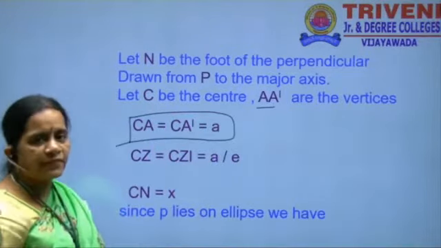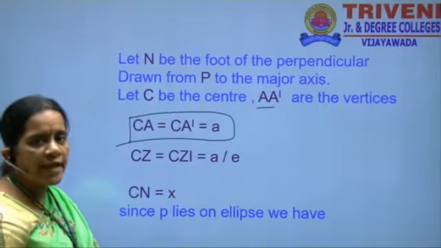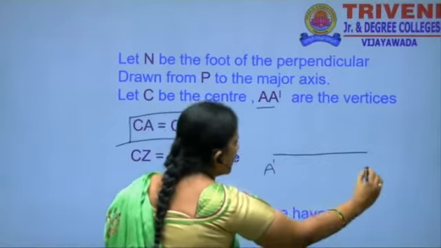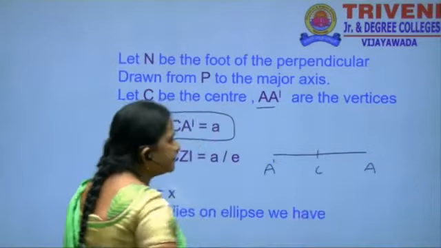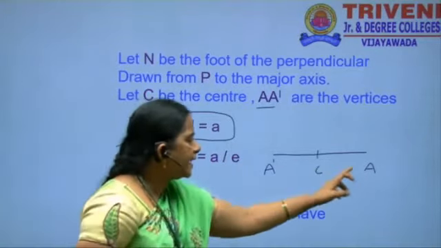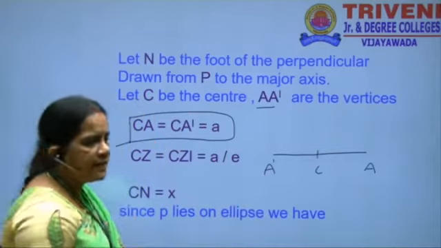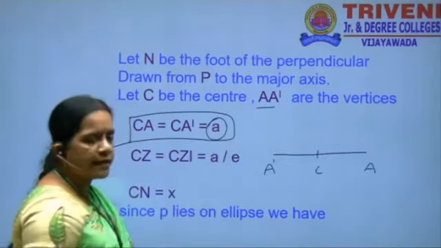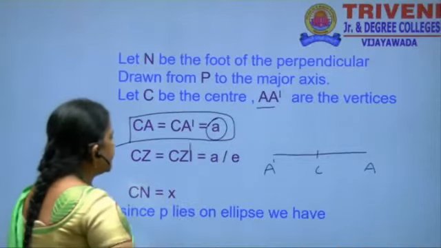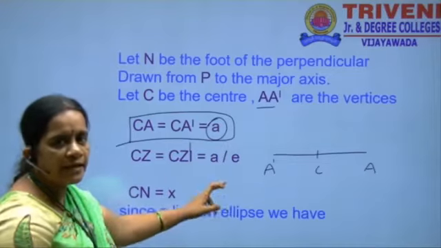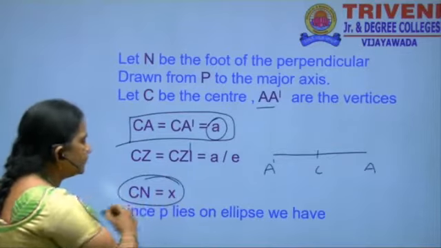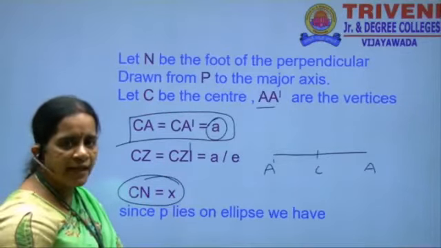for the standard form of the ellipse, CA is equal to CA dash is equal to a. Here A dash and A are there. Here C is the midpoint of AA dash. Then the distances CA and CA dash are the same. It can be taken as small a. And the directrices CZ and CZ dash are equal to A by E. Here the directrix distance is A by E. And CN is parallel to X, then CN is taken as X.